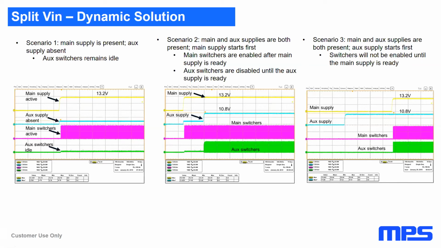And then in scenario three, the main and aux supplies are both present, but the aux supply starts first. So the switchers will not be enabled until the main supply is ready. Just with our two devices, these are really the three power scenarios, right? You either have aux plus PCIe, or PCIe plus aux, and then it depends which one comes up first. Our solution can handle that so that we're always sourcing power correctly, and then providing that to the core for core power. So this really allows us to provide a very unique, compact solution to solve a key problem in the accelerator card market.